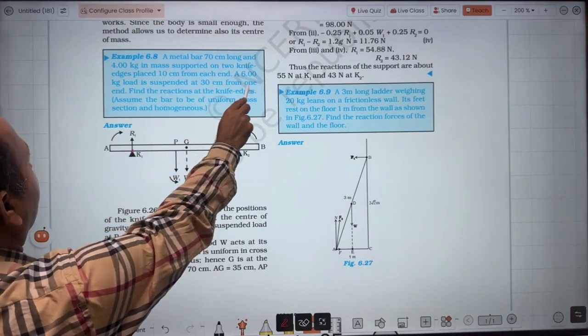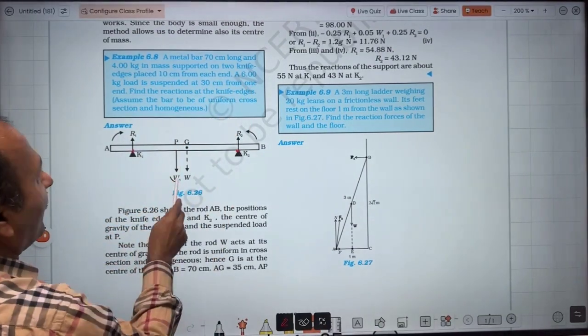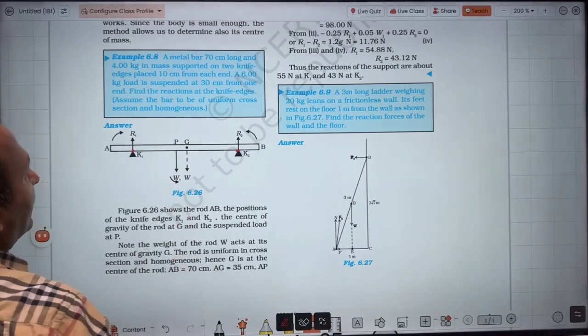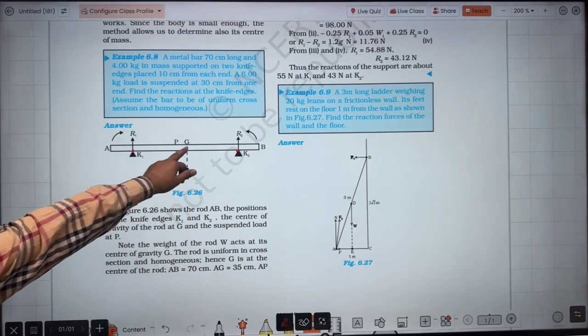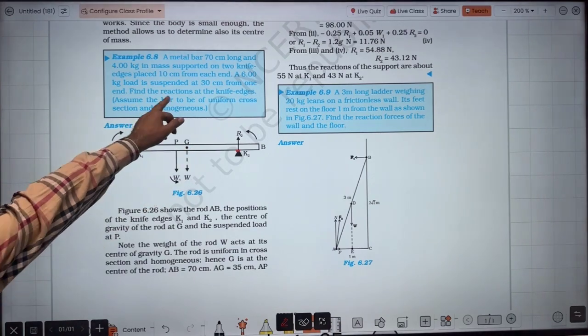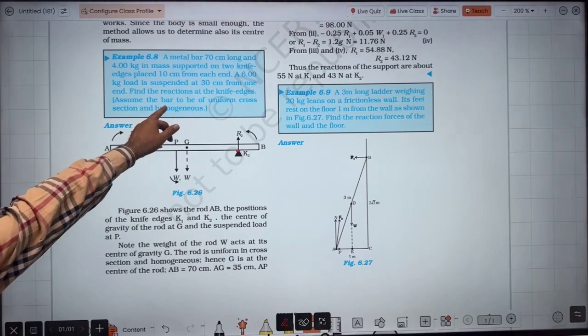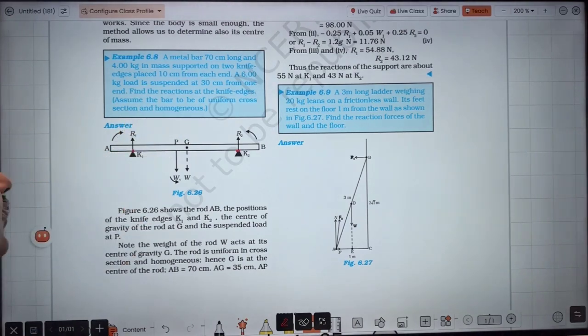at 30 centimeter from one end. Here, one weight is suspended at this point. This is the center of gravity. Earlier, this was the midpoint. Now, find the reactions at the knife edges. Assume the bar to be of uniform cross section and homogeneous. So here you have to find out the reactions. We will take moments, and since the rod is not moving, the clockwise and anti-clockwise moments will be equal and opposite.